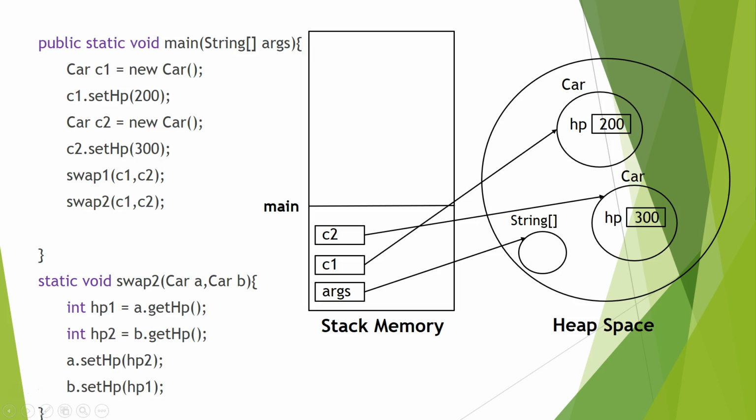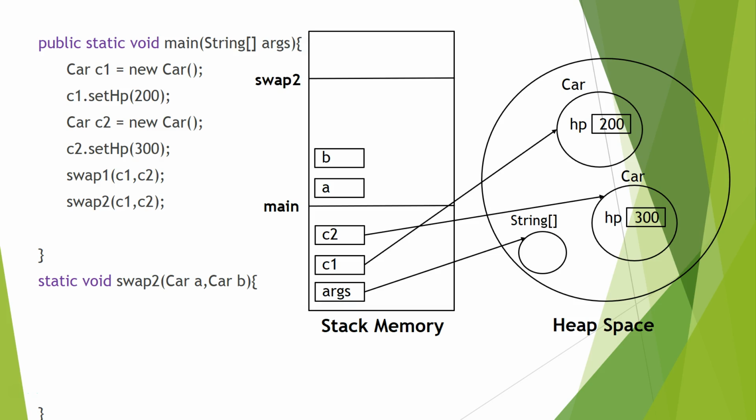Okay, let's now call the method swap2. Let's trace it and see the status step by step. After being called, it is added to the stack at the top of the main method, allocating 2 slots of type char named A and B. A became referring to the char object referenced by the main local variable C1, and B became referring to the char object referenced by the main local variable C2.